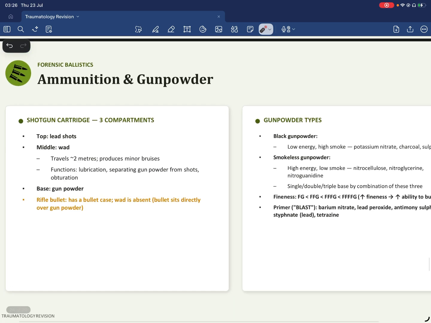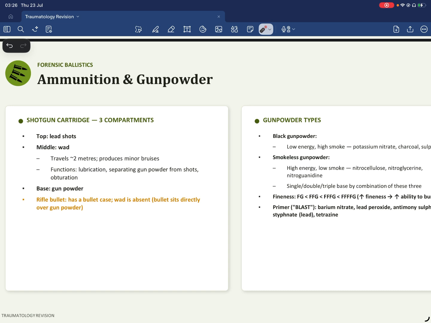Ammunition and gunpowder. For a shotgun, we have lead shots. The middle has a wad which travels approximately 2 meters and may cause minor bruising. The functions are lubrication, so it separates the gunpowder from the shots, and obturation. The base is gunpowder. And for a rifle, it has a bullet casing. Wad is absent as the bullet sits directly over the gunpowder.